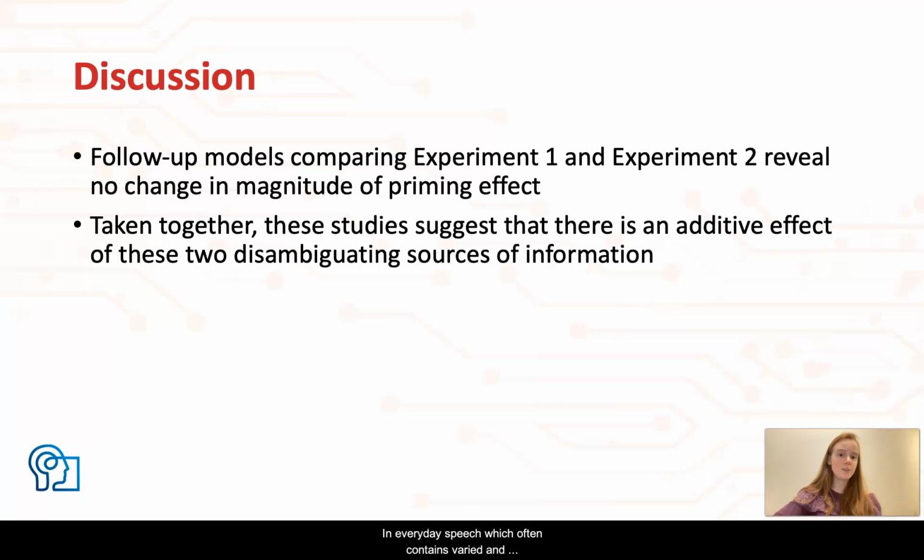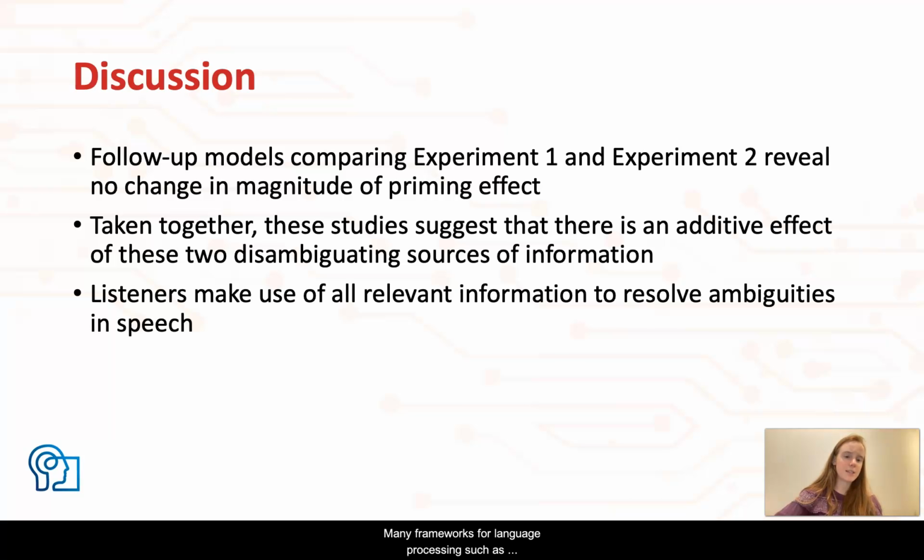information. In everyday speech, which often contains varied and ambiguous acoustics, listeners have many sources of information available to interpret what they're hearing. While much research so far has examined how information from different levels of language processing can influence identification and arguably perception of ambiguous speech sounds, it is important to consider how listeners make use of multiple, sometimes competing sources of information. Many frameworks for language processing, such as interactive activation models, autonomous models, and Bayesian frameworks, have mechanisms for implementing information from multiple cues.